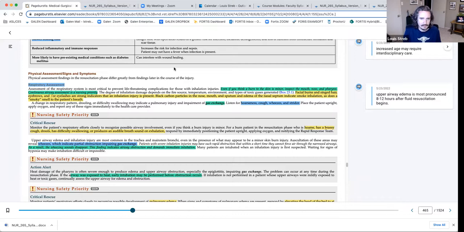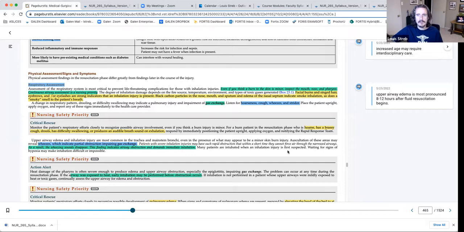Your book, look how many times your book mentions that. Wheezes mean partial obstruction of gas exchange. Patients with inhalation injury require what? Rapid intubation, within a short period of time. With narrowed airways, when the wheezing disappears, what's that mean? You no longer have an airway. It's obstructed. Now we're not going to be able to get any kind of airway down you.